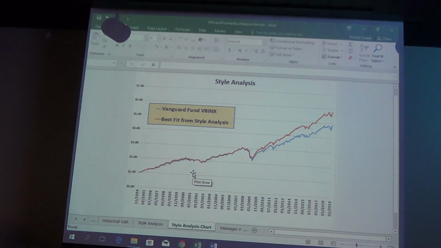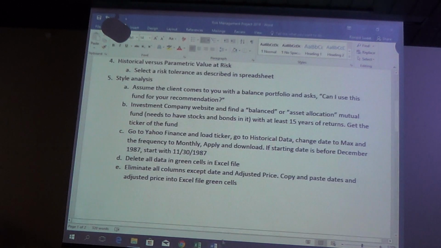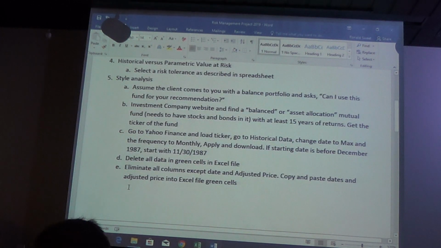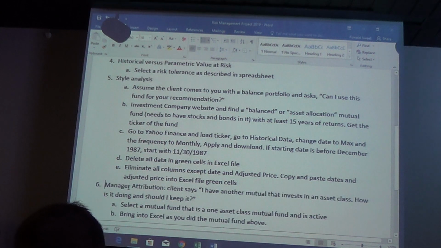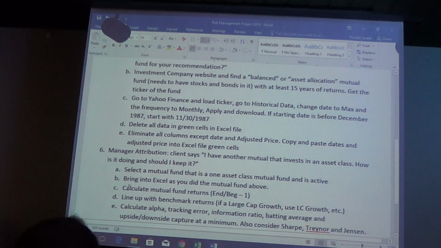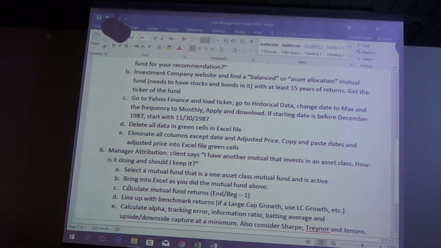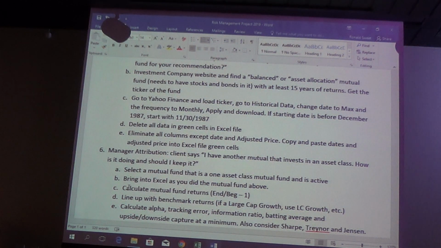Okay, manager attribution. Here what we're looking for is your client comes to you again, but this time they say, hey, I have a mutual fund that invests in just one asset class. Large cap value, small cap growth, whatever. I'm thinking about using this manager. Can you tell me if this person's any good?